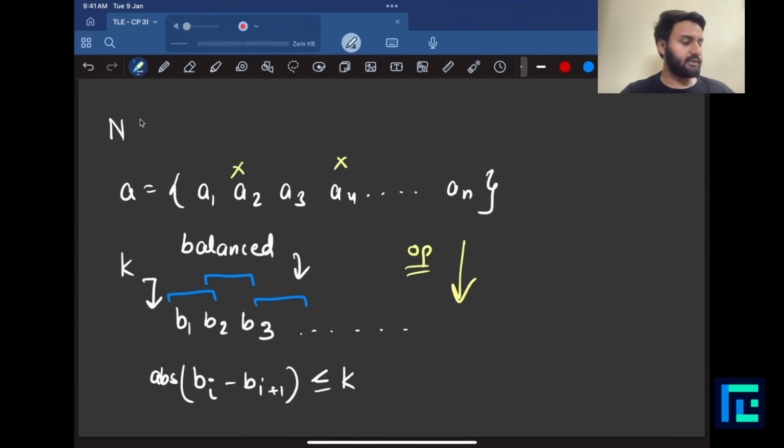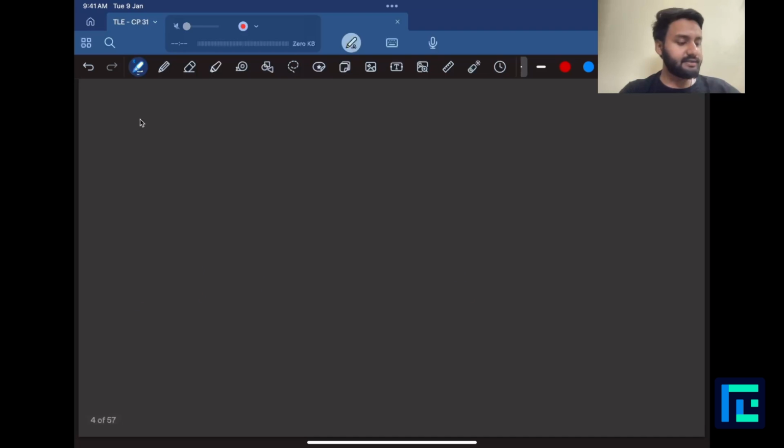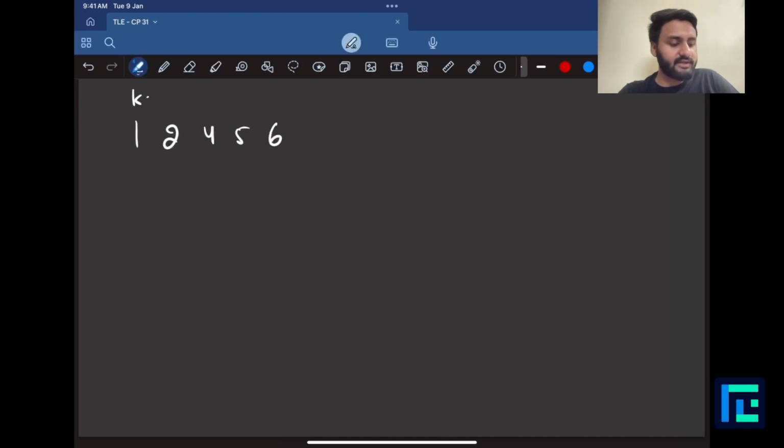Like, I'll take this to a new page. Your array is 1, 2, 4, 5, 6, and you want k equals 1. That is, you want adjacent differences to be less than or equal to 1. So ideally, if you want minimum removals, we can remove 1 and 2. If that happens, we get something like 4, 5, 6.